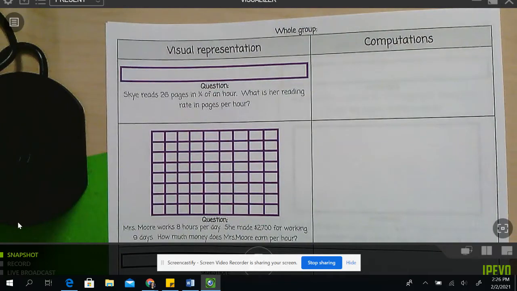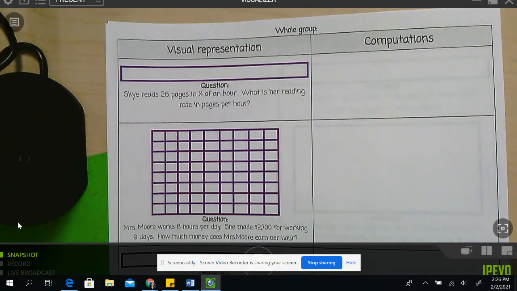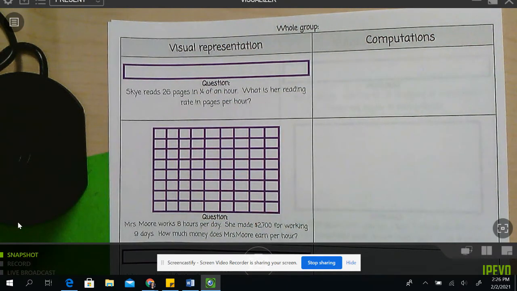All right, for this lesson, we're going to be looking at what are called complex unit rates. And they're just called complex unit rates because they involve fractions instead of just whole numbers. And so a lot of this lesson is going to have to do with visualization and thinking big picture about what's going on in the situation, drawing ourselves a picture, and then I'm also going to show you how to do it with computations on the right.